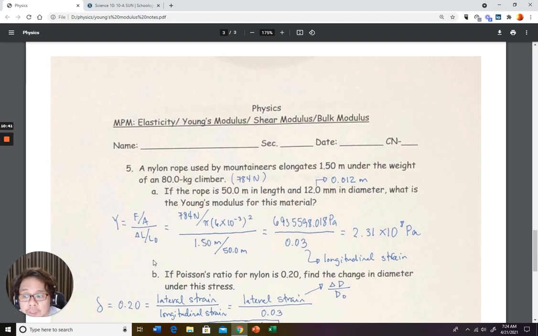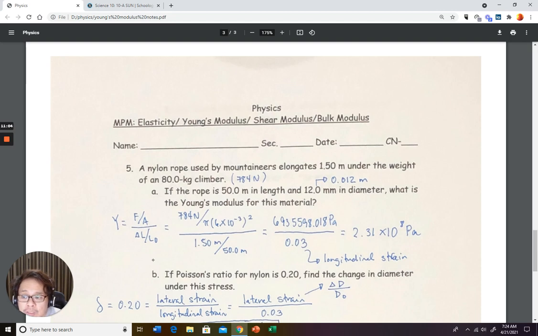Okay, so we convert 80 kilograms to newtons. It's 784 newtons. And then for the MKS, we convert pa. 12 millimeters becomes 0.012 meters. And the question in letter A is, what is the Young's modulus for this material?